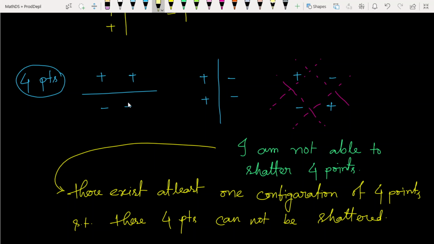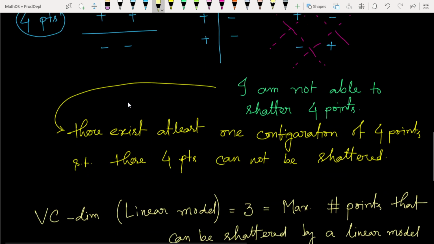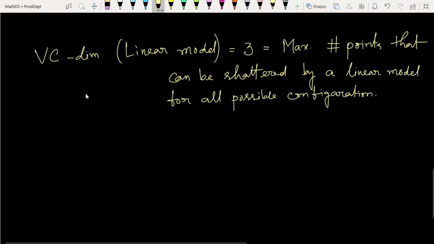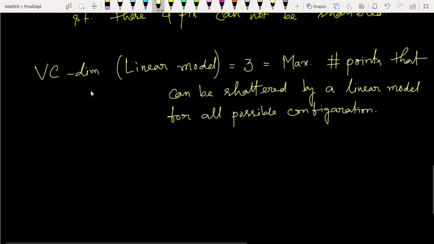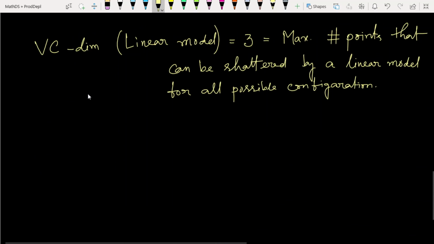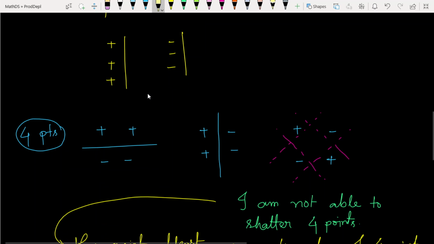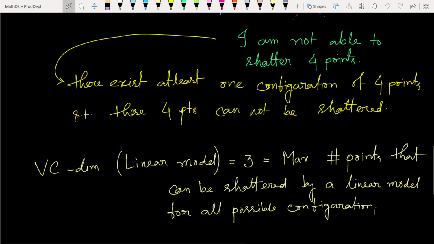Now it is extendable to different models. I think from these discussions, you got the idea of how this VC dimension actually looks. Now let's see how this concept of VC dimension is useful to find how powerful a group of models is. I think from these discussions, you will understand the VC dimension of linear models.